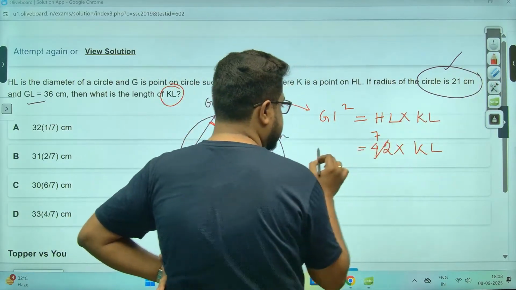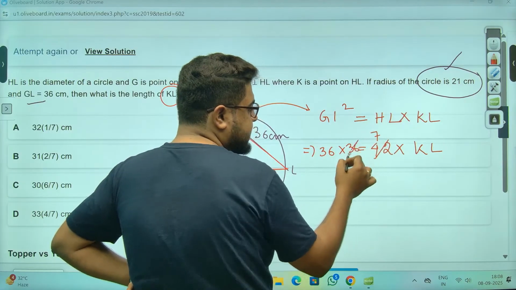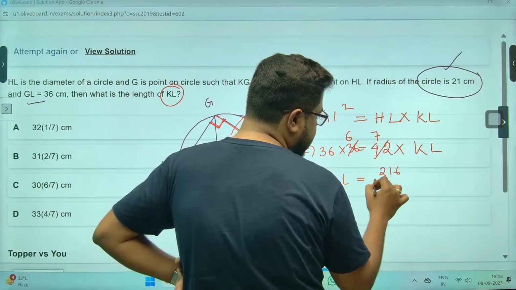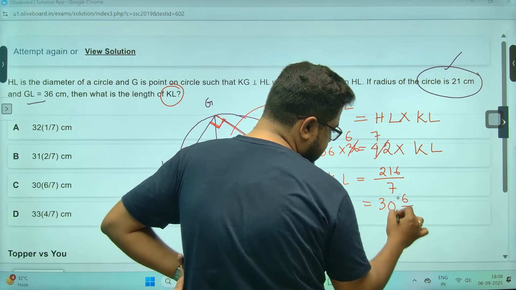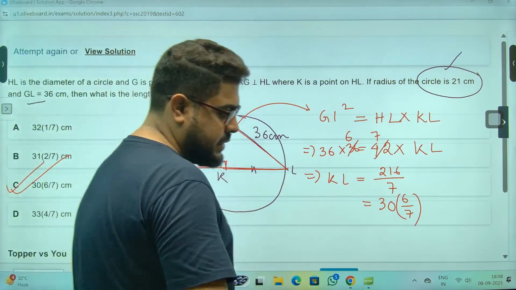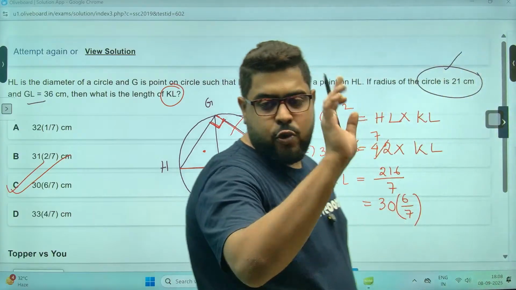This is 36 square, na? So this is 36 into 36. So 6, this is this. So KL is 216 by 7. 30 whole 6 by 7, sir. 30 whole 6 by 7, option number C, sir. Option number C, sir. Okay. Now, one more thing here.